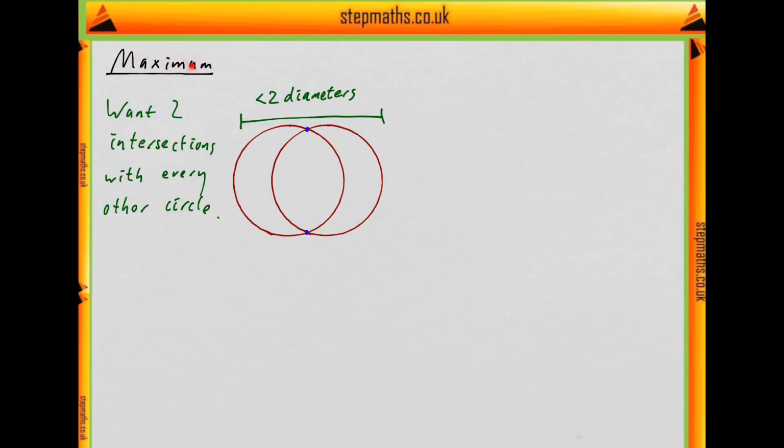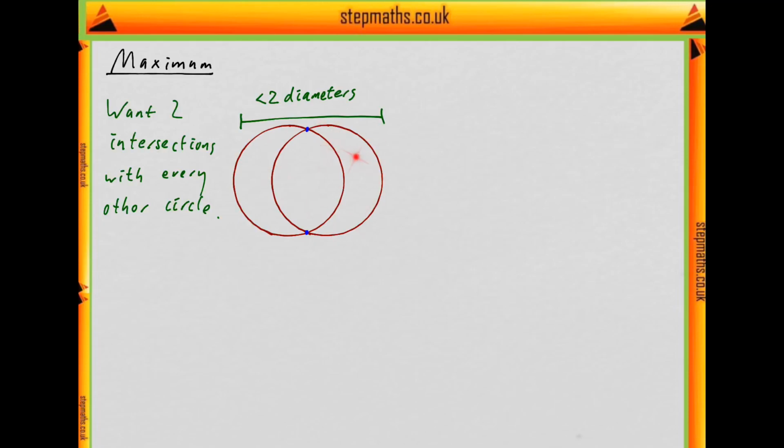Okay, so for the maximum we want to maximize the number of vertices, remember, which means we want 2 distinct intersections between every circle and every other circle. So we want to try to picture how that happens. So one thing to note here is if we have 2 circles and they're within a space that's less than 2 diameters wide, then they have to intersect twice if they don't overlap.